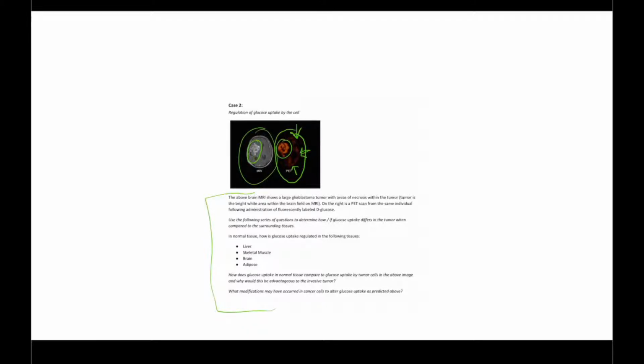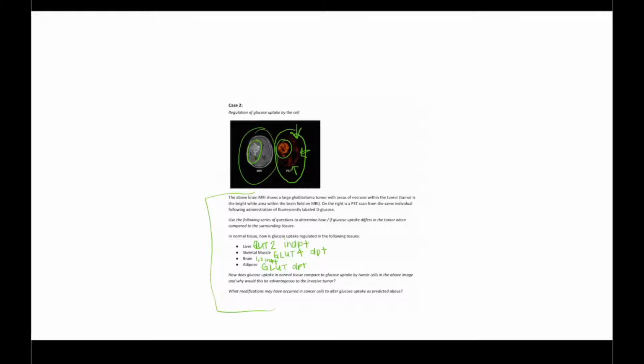First off, I'm going to talk about how glucose uptake is regulated in the liver, skeletal muscle, brain, and adipose tissue. In the liver, the primary glucose transporter is GLUT2, and it is taken up in an insulin-independent manner. Skeletal muscle uses GLUT4 in an insulin-dependent manner. Adipose tissue actually does the same, GLUT4, insulin-dependent manner. And then the brain is different. The brain actually has two glucose transporters, and those are GLUT1 and GLUT3 in an insulin-independent manner, much like the liver.